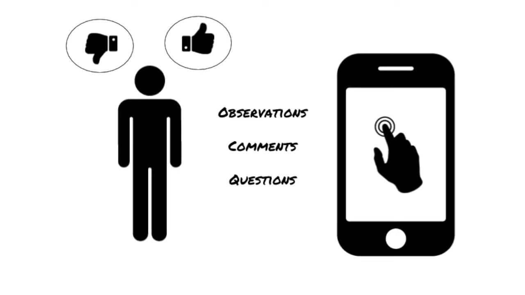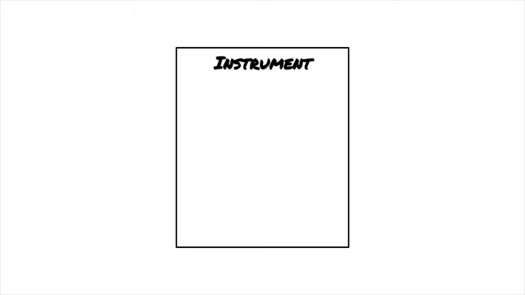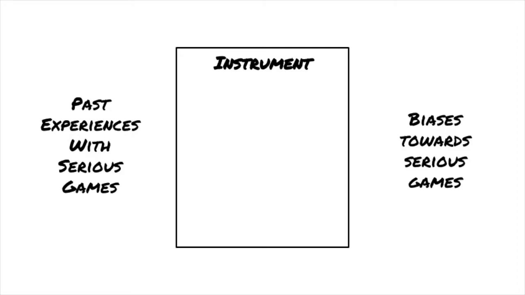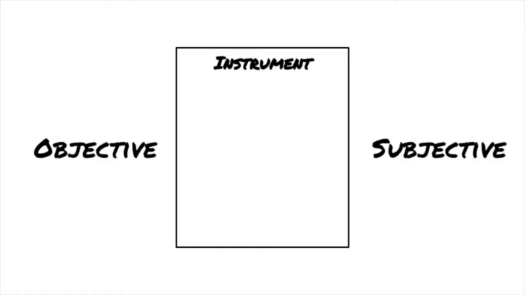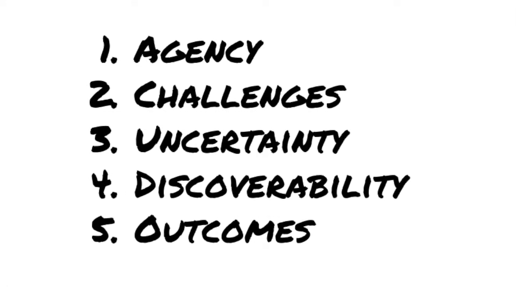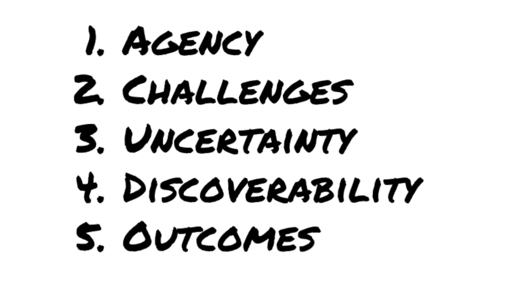To do this, we want you to follow the following 6 steps. Step 1. Create an instrument. Create an instrument that you will use to gather data. The instrument needs to gather data about their past experience with such serious games, as well as their bias regarding the effectiveness of such serious games to change behavior. It should also try to gather both objective and subjective data on their experience and views based upon the 5 primary game mechanic principles we've discussed in previous episodes.